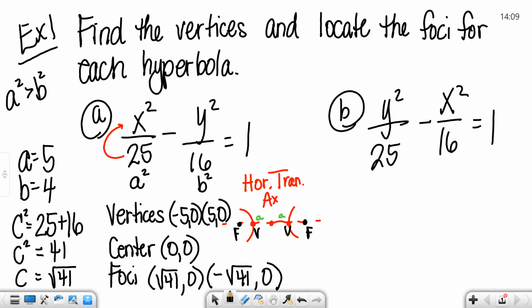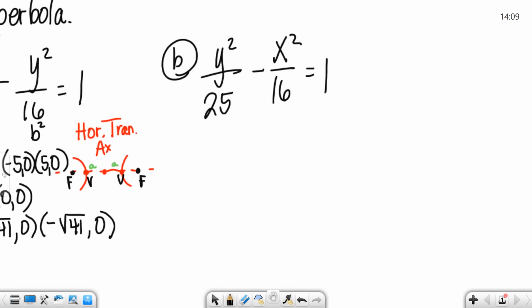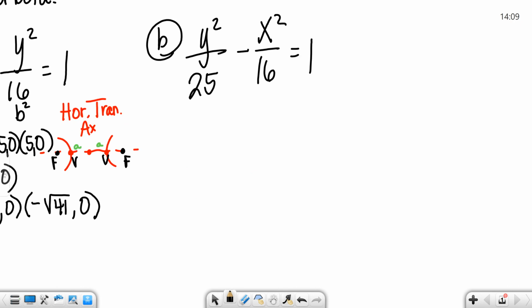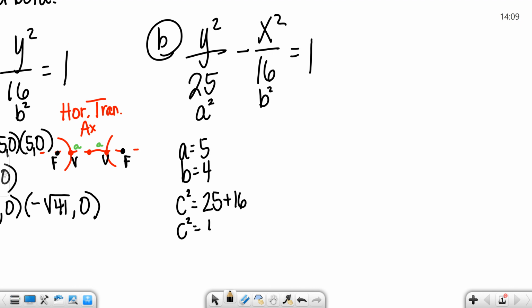All right, let's do question B. It asks us to do the same thing: find our vertices and our foci. We're going to start the same way. I know that 25 has to be a squared and b squared is 16. So that makes a 5 and b 4. I need to know c squared. So I say 25 plus 16. Again, I get 41. So c is the square root of 41.